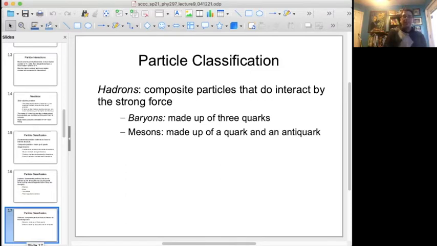Hadrons are composite particles that do interact by the strong force. So the leptons interact by the weak force, hadrons interact by the strong force. Baryons are made up of three quarks, so protons and neutrons are types of baryons, and mesons are made up of a quark and an antiquark. So you have different types of hadrons, a baryon and a meson.